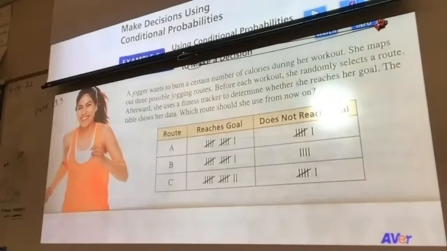Okay, so I know you can read it. The question is, which of these three routes should she use from now on based on the data? She's got three routes. Sometimes she reaches the goal, sometimes she does not. We want to obviously reach our goal more often than not. So we just want to know which one we should be using. Talk to each other, figure out how we are going to know which route to use.